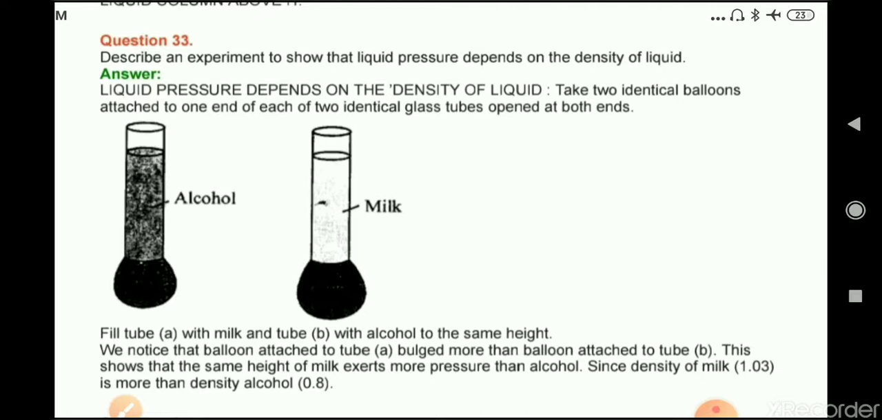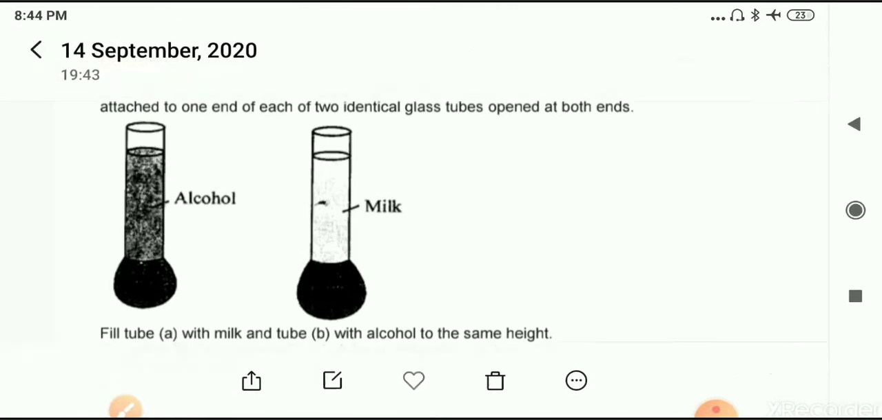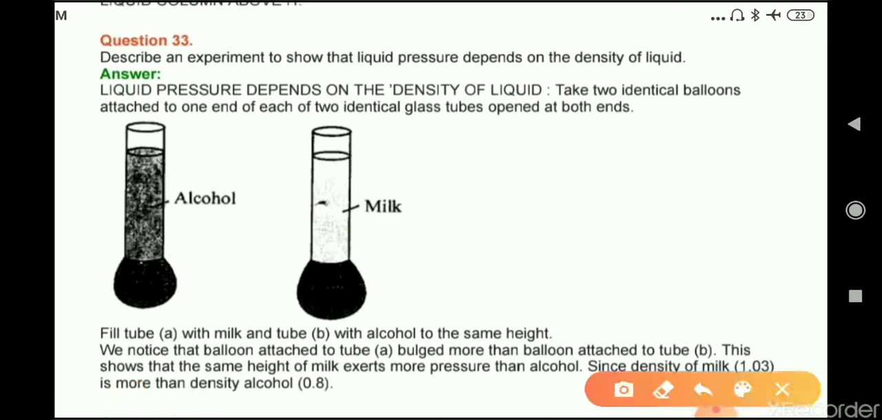So question number 33 is completed here. Now you have to complete this work up to here in your notebook, and the remaining question answers we will complete in our next video.